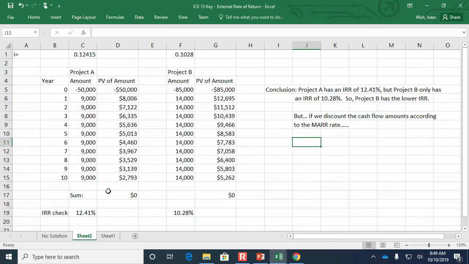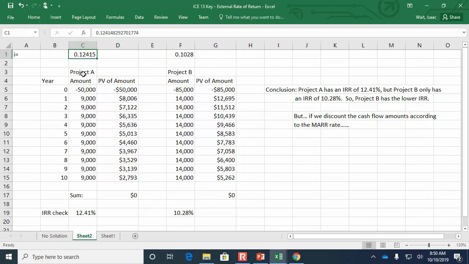Okay, so if we calculate the internal rate of return for project A, we find it's 12.4%. What that means is the $50,000 we invested is earning a rate of return of 12.4%. Whereas if we go with project B, it costs more to make the original investment. Instead of $50,000, we have to put in $85,000 to get the project off the ground. And we're only earning 10.28% instead of 12.42%.